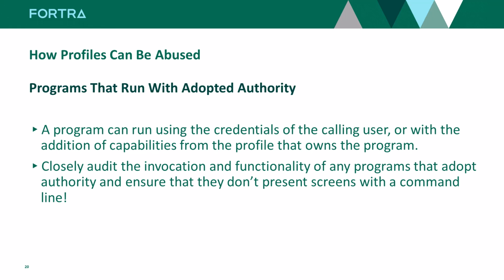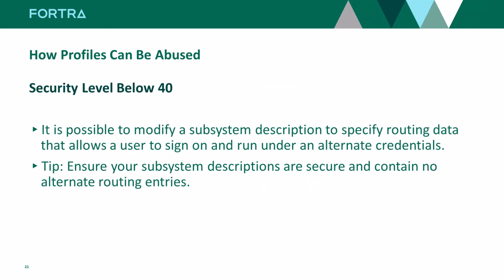Ensuring you have an inventory of all of those programs that are running with elevated authority, and being sure that they don't present anything like a command line from within them, is an important way to protect your system and prevent the abuse of elevated authority that's unintended. At a broader level, if you're running a system that's not at least at security level 40, there are a number of ways that users can acquire elevated privileges.